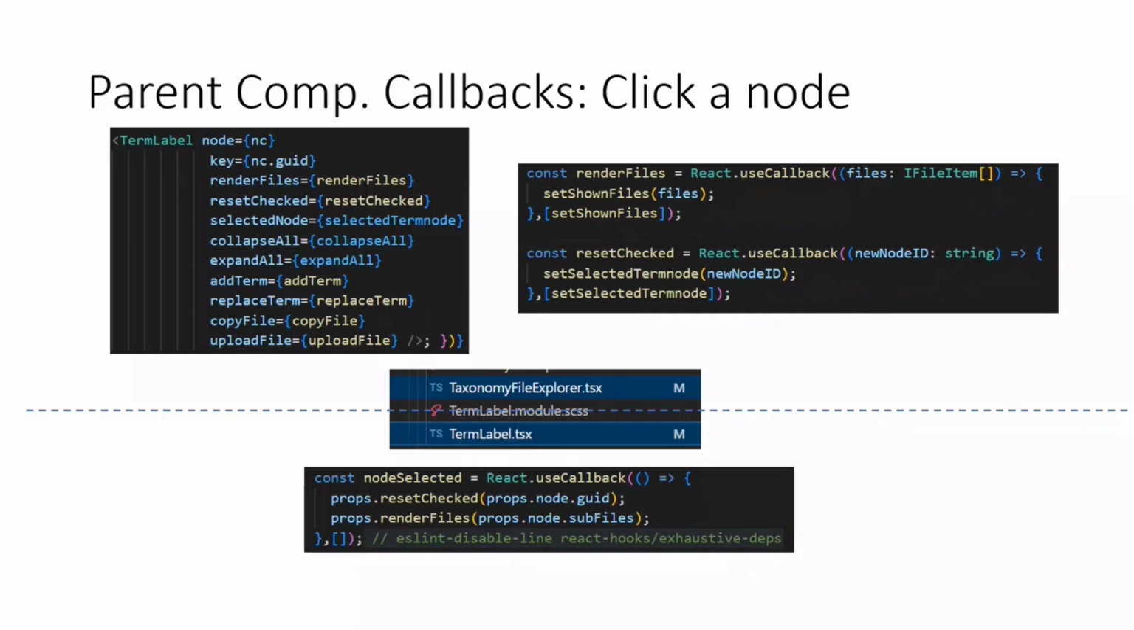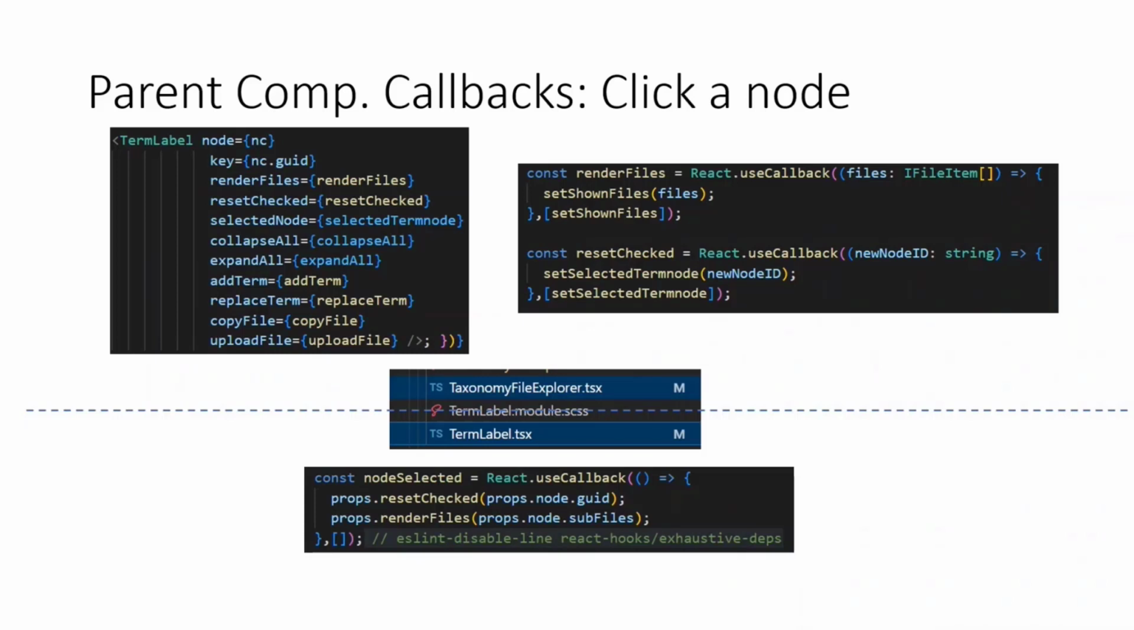Now, on the next two screens, I'm differentiating. You can see this by the horizontal line, more or less in the middle of the slide, between my two components. On the upper side, I have my parent Taxonomy File Explorer component. And at the bottom, you can see the term label component and what's happening there. The term label component, at least the base ones, is rendered in the parent one on the upper left. You can see how it's using some functions there.